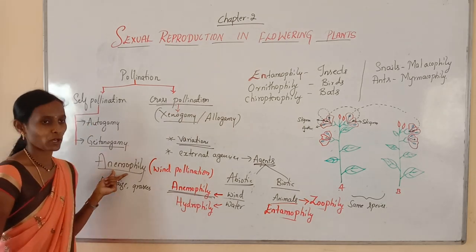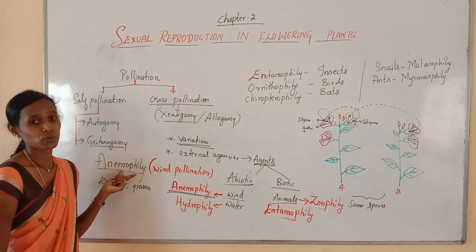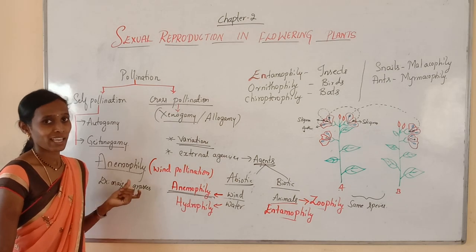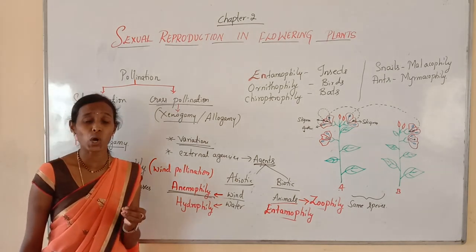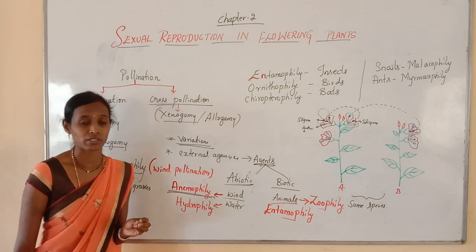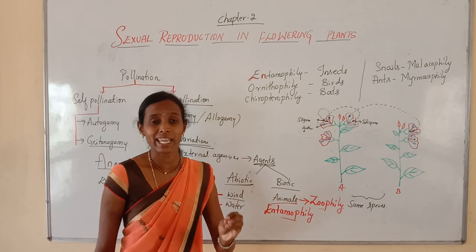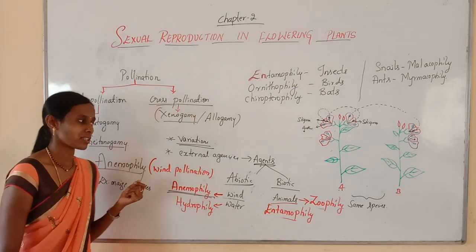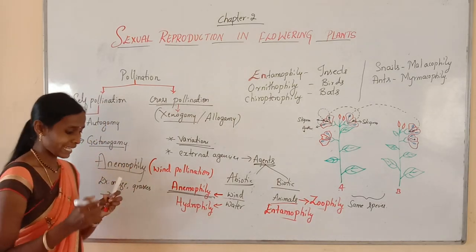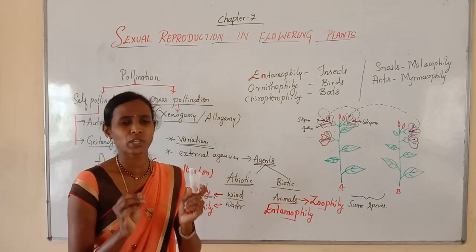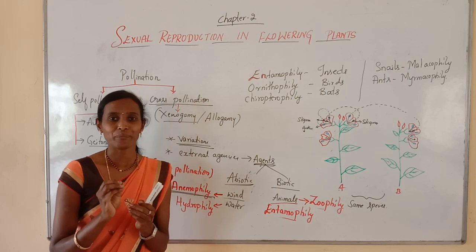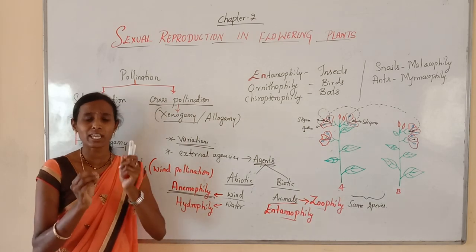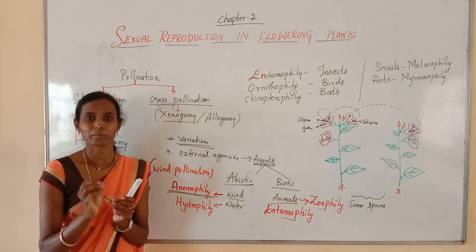So anemophily is the pollination that takes place by the agency of wind, and the flowers which are pollinated by wind are called anemophilous flowers. Examples include maize, grasses, etc. Here we should know the characteristic features of anemophilous flowers. If the flowers are pollinated by wind, they should contain certain characteristic features. Which are they? We'll see. Usually the flowers are small, without nectar, without color and without smell.